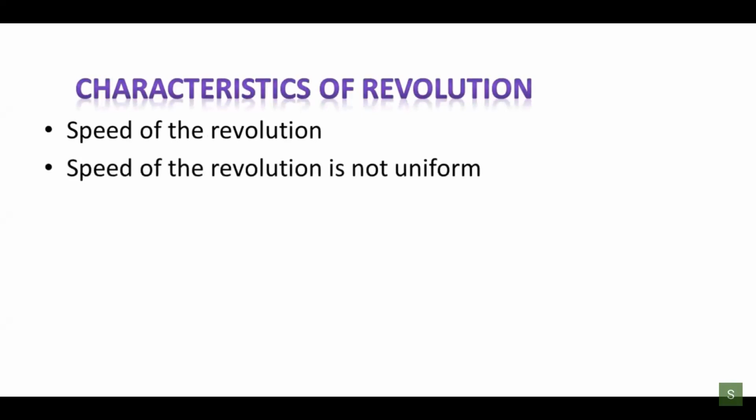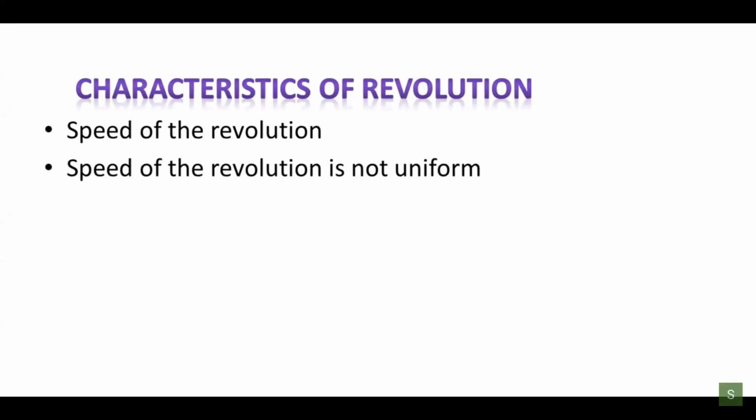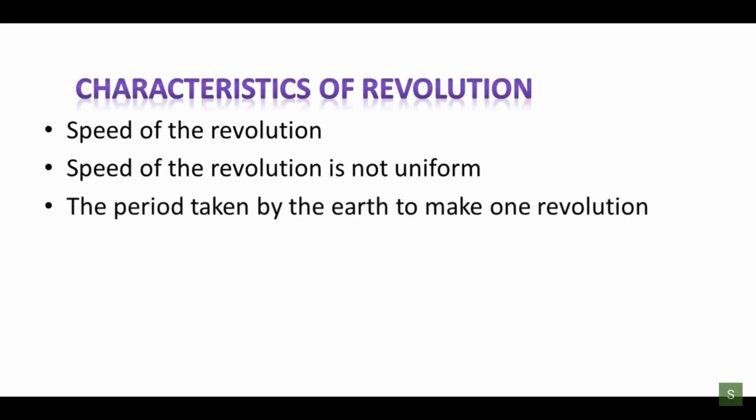Second, speed of the revolution is not uniform. When the Earth is closer to the Sun, the gravitational pull makes the Earth move faster than when it is away from the Sun. Thus, the speed of the revolution is not uniform. Third, the period taken by the Earth to make one revolution. The period taken by the Earth to make one complete round of the Sun is 365 days, 5 hours, 48 minutes, and 45.51 seconds, which is taken as 365 days and 6 hours.